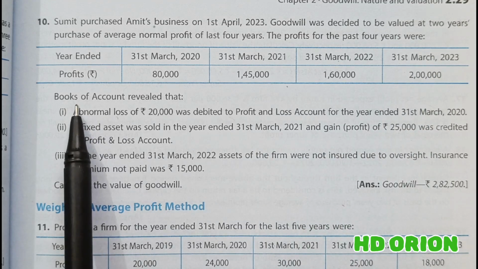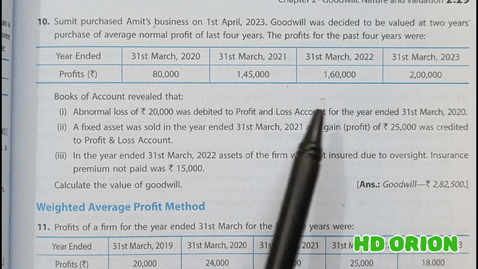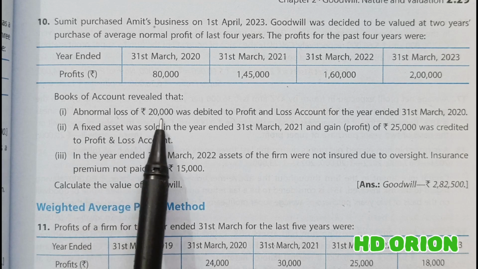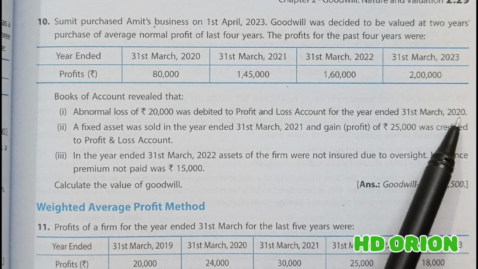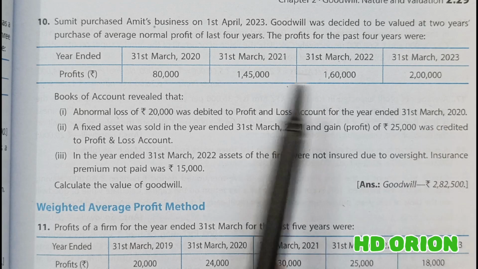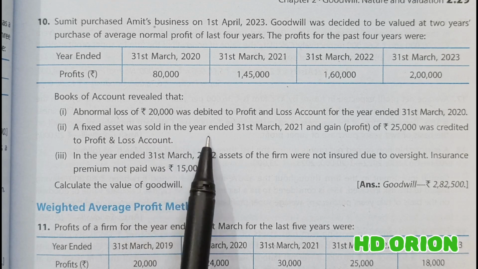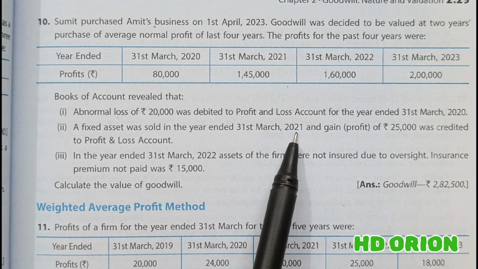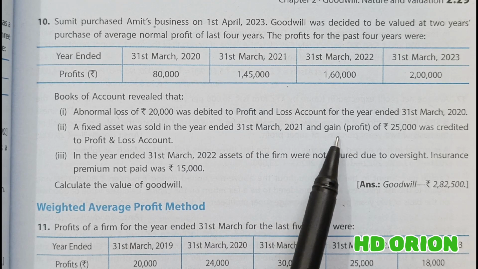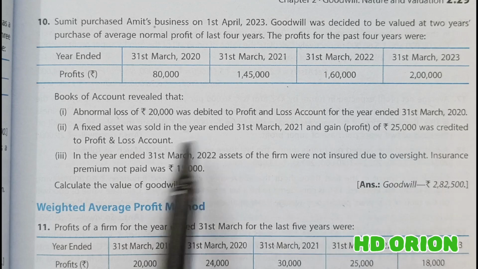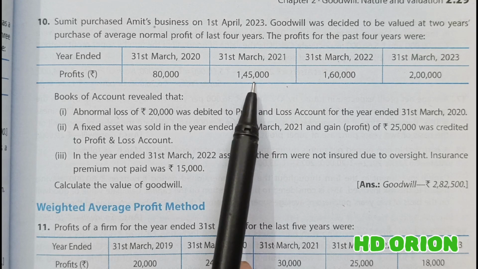2 lakh. Books of accounts revealed that there are certain abnormalities in these profits, which are: abnormal loss of rupees 20,000 was debited to profit and loss account for the year ended 31st March 2020. So there is an abnormal loss in this particular year. A fixed asset was sold in the year ended 31st March 2021, and a gain of rupees 25,000 was credited to profit and loss account. So this abnormal profit is related to this particular year.